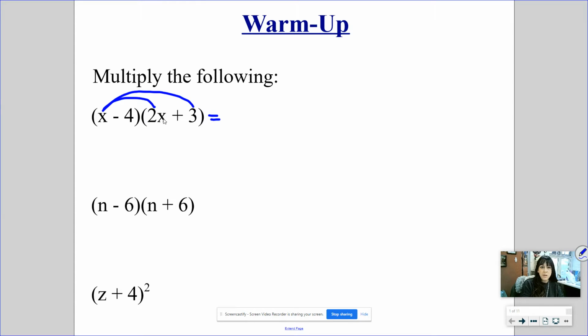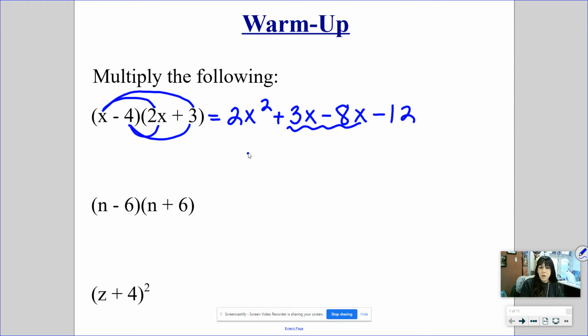So you start with doing x times 2x. That would be 2x squared. Then you would go x times 3, and that's 3x. The next step would be negative 4 times 2x, that's negative 8x. And negative 4 times 3 would be negative 12, and then you would look for like terms. So your final answer for this would be 2x squared minus 5x minus 12.